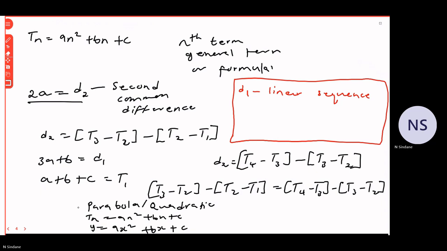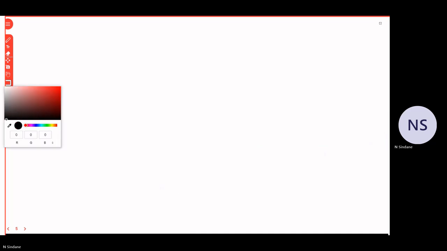Simple problems. We have 1, 3, 7, 13, right? So this is our sequence. The first thing we need to do is calculate the next two terms. Okay, let me write it in red. Next two terms.